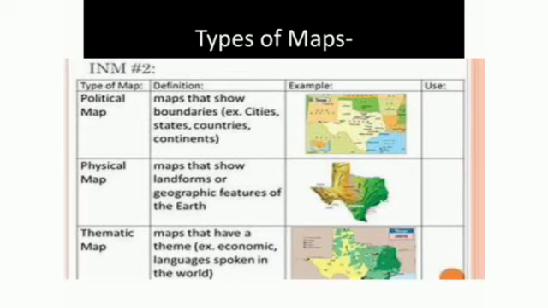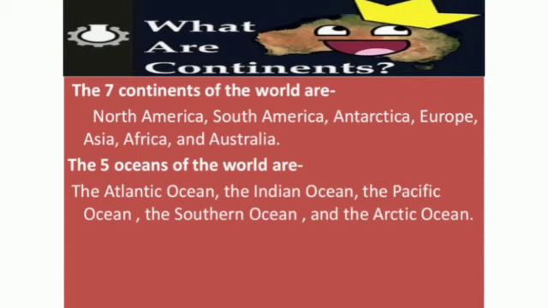Thematic maps: maps that have a theme. For example, economy or languages spoken in the world. If we take some part like Uttar Pradesh, the languages spoken in that area are shown in the thematic map. So it is our choice what we want to put in the map. We may want to put the percentage of the people, or the percentage of the language spoken in that state. I have told you everything about this; you can just read through it.